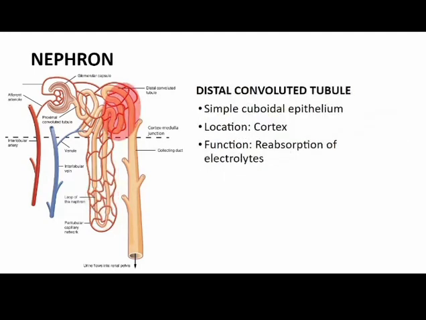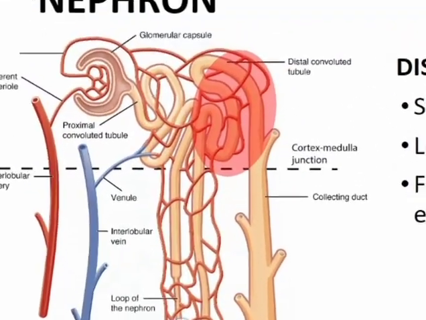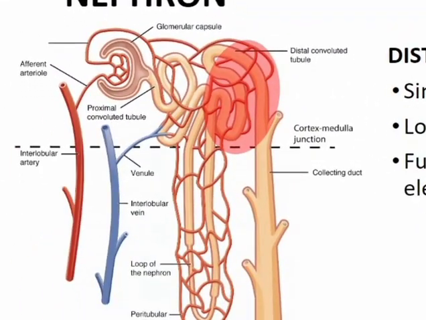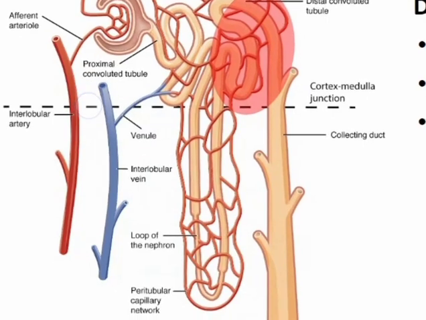For the distal convoluted tubule, it is lined with simple cuboidal as well, like the PCT, the proximal. It is located in the cortex, and it is also responsible for reabsorption of electrolytes.